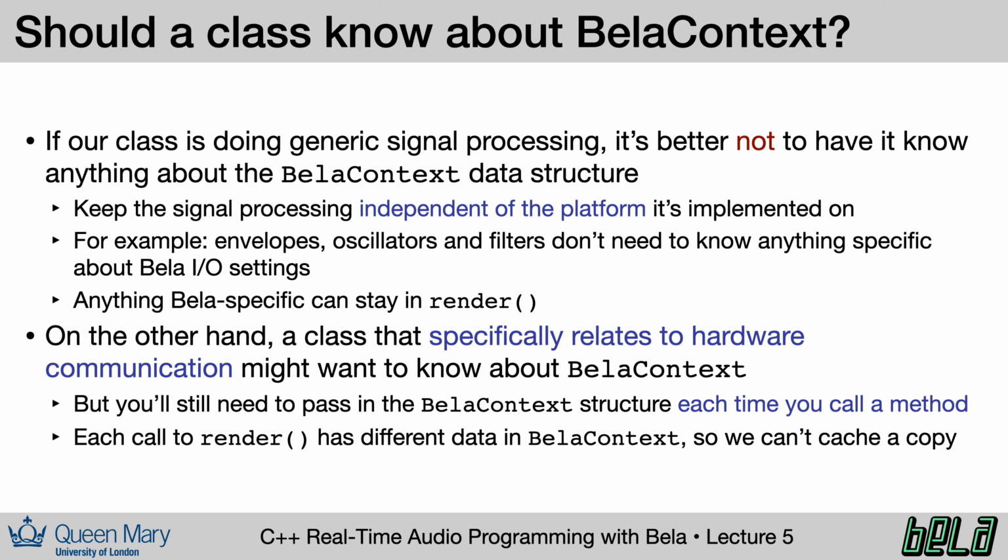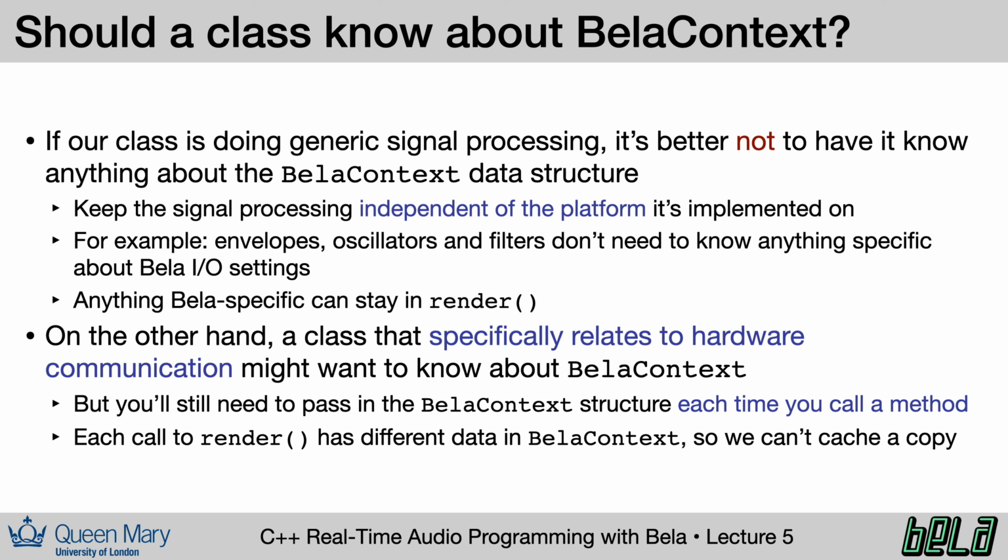There are some exceptions to this. For example, if you're making a class which works very specifically with hardware communication on Bela, then you might as well know about the Bela context if it's convenient to do so. Though one important caveat is that you can only use the Bela context inside the render function or any function called from render. There's no way to cache the Bela context, for example, to be used in a different thread, because the data is refreshed every new call to render.